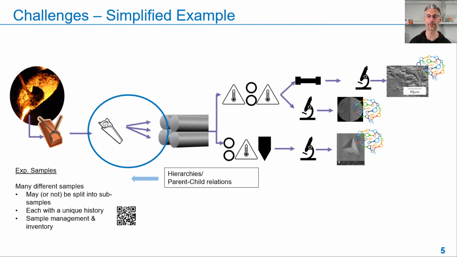So here we need to establish some sort of hierarchies. Then each sample will have some unique history depending on what has been done to the sample, for example, a heat treatment, rolling, and so on, or tensile testing. So that means that we need to have a sample management and inventory, and each of these samples need to be tracked with a unique code.